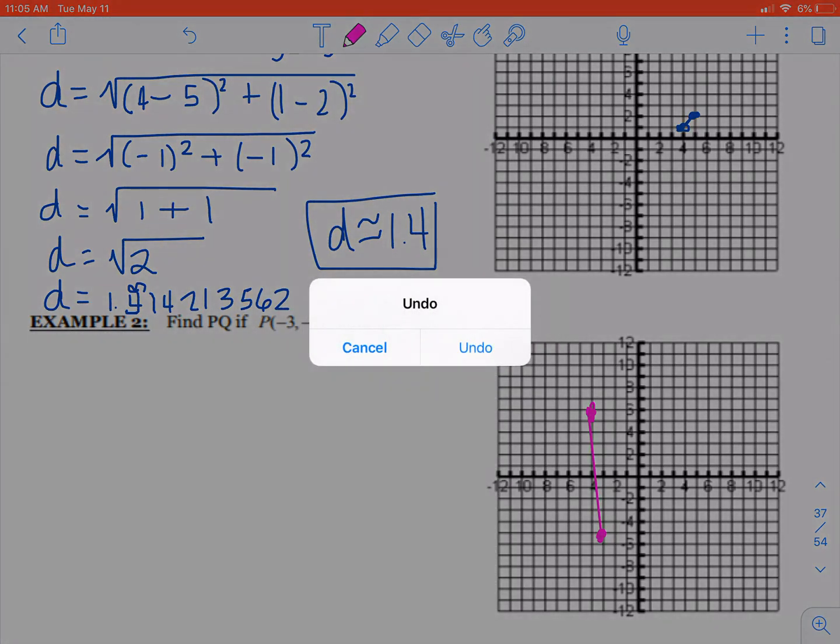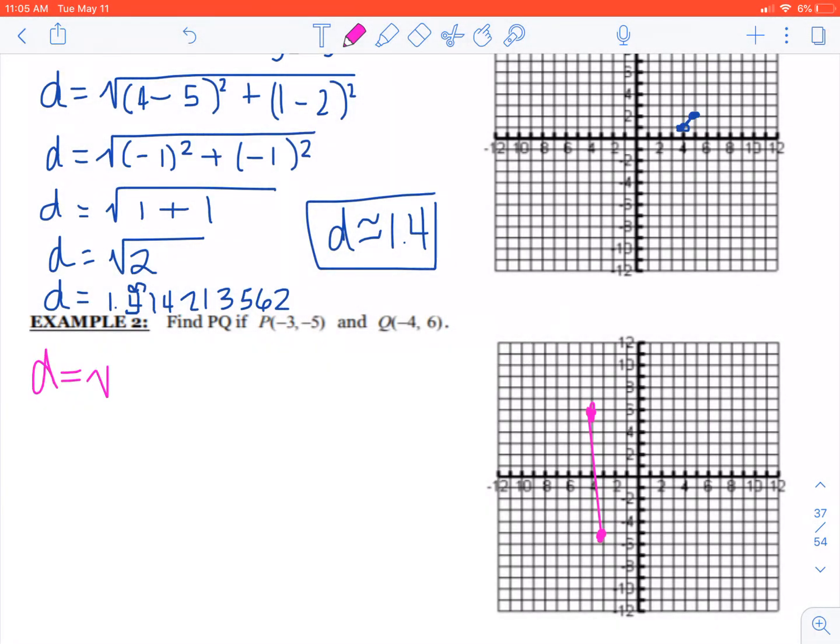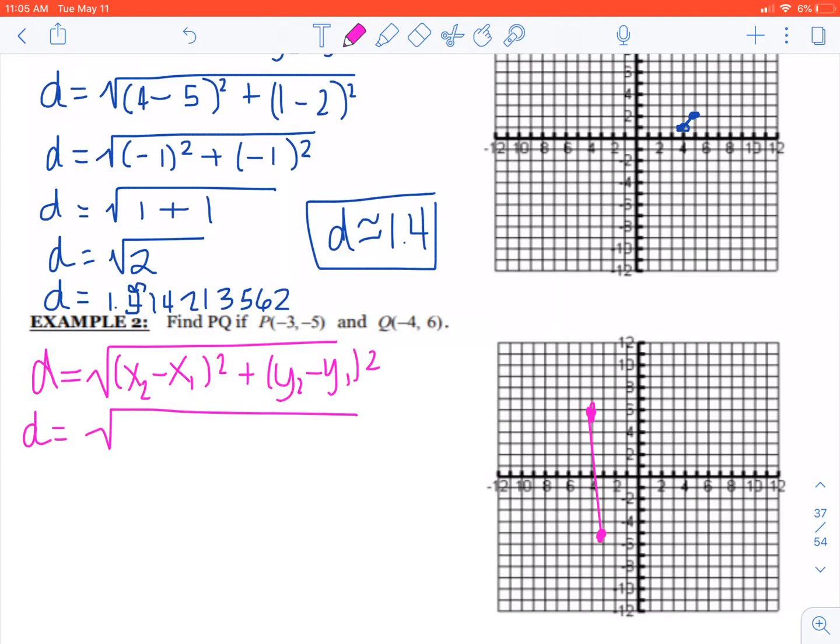All right, so we're going to actually use the distance formula, though. So distance equals, let's start by writing the formula down, (x2 minus x1) squared plus (y2 minus y1) squared. All right, so let's replace our values. Now, before I do that, I'm going to label this one (x1, y1), and this one is going to be (x2, y2). So x2 is negative 4 minus x1, which is negative 3. My y2 is 6, and then my y1 is negative 5.